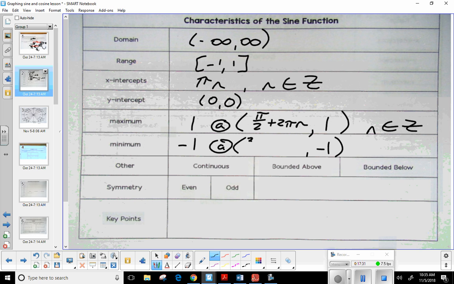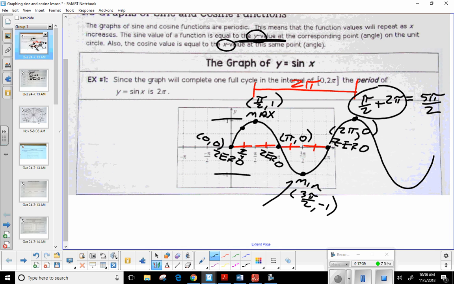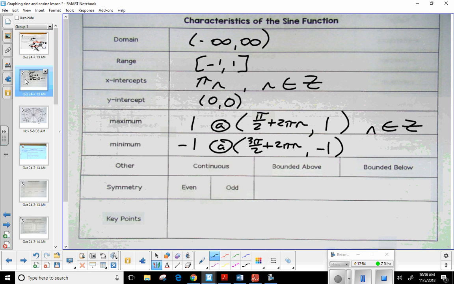Dylan says 3 pi over 2 plus 2 pi n. That is exactly right. Because if you're looking over here at the graph, 3 pi over 2 is where the first minimum occurs of that period we're looking at. Okay. And again, you're not going to see the next minimum until another 2 pi radians down the line, and then another, and then another. Okay. Well, let's look at some other characteristics here. Is it continuous?